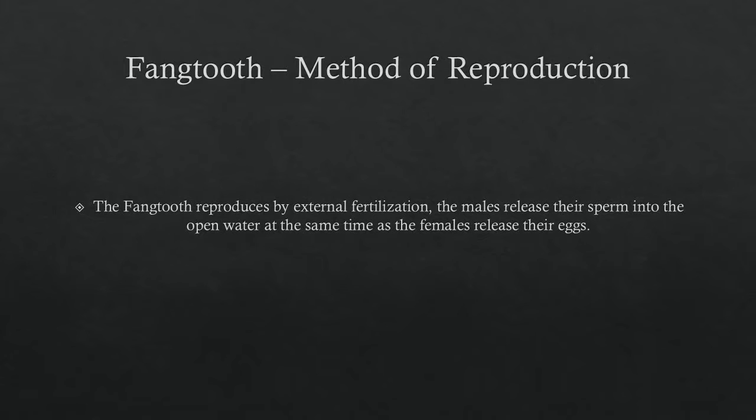Fangtooth, method of reproduction. The fangtooth reproduces by external fertilization. The males release their sperm into the open water at the same time as the females release their eggs.